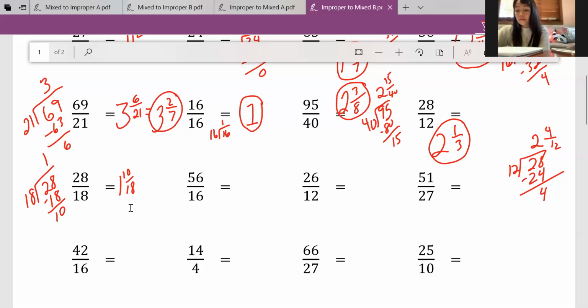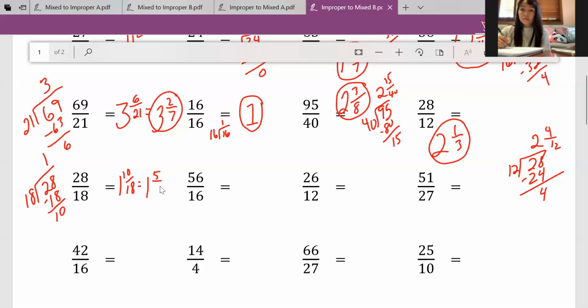Then I'm going to look and say, can I reduce that? Are there common factors between 10 and 18? Well, I know 2 fits into 10, and 2 fits into 18. 5 fits into 10, but 5 doesn't fit into 18. So I think 2 is my common factor. So I'm going to divide: 10 divided by 2 is 5.